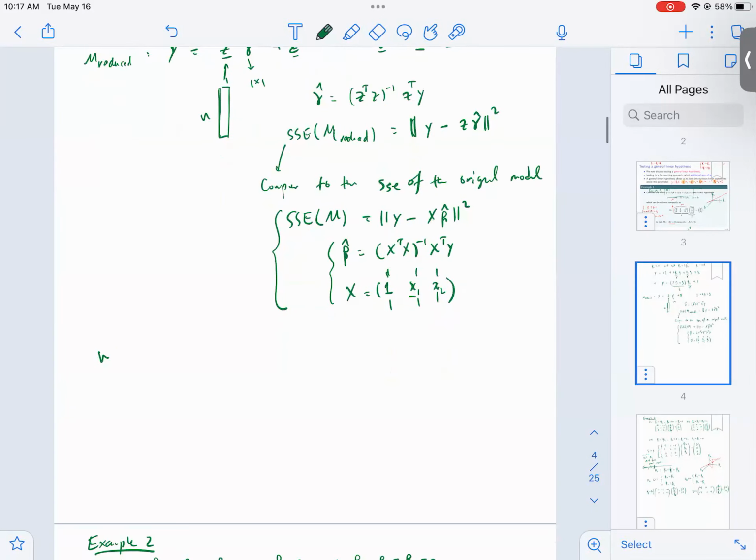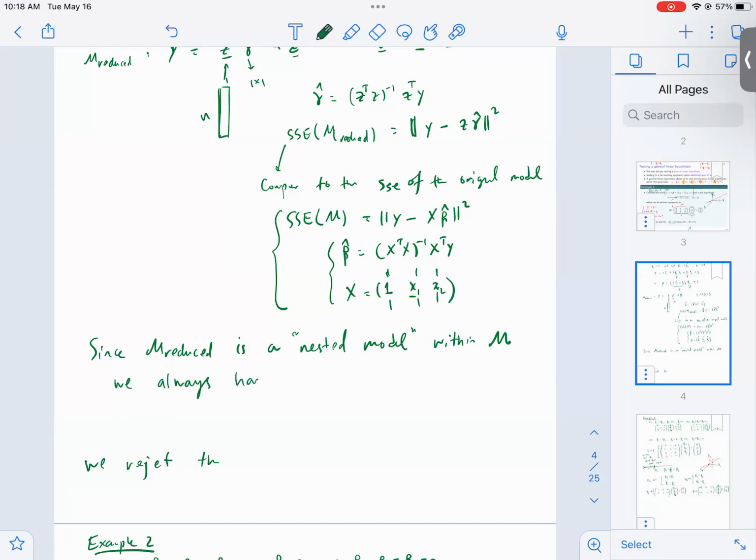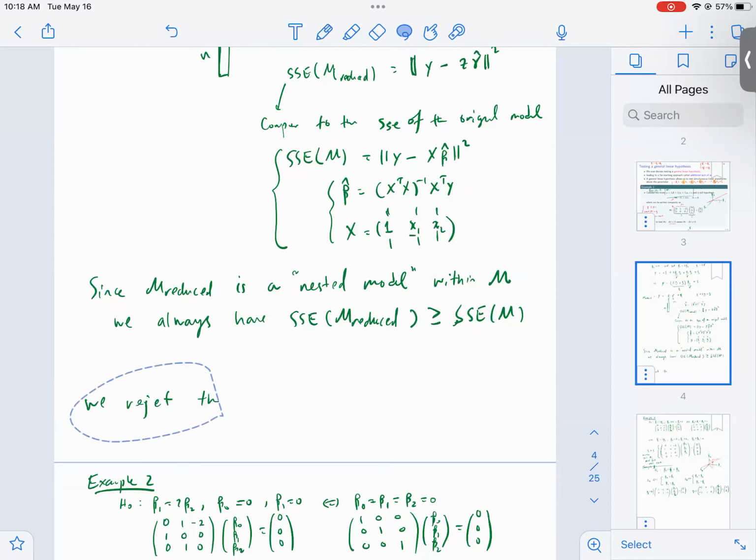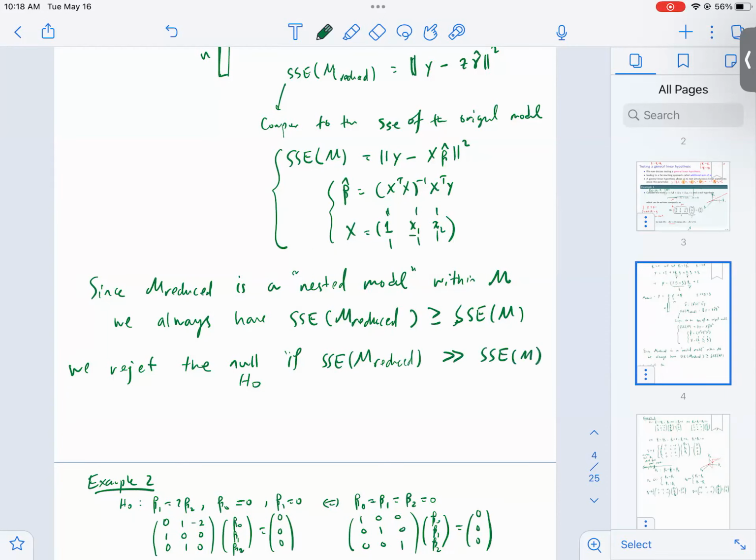Okay. So we reject the null. Since M reduced is a nested model within M, we always have SSE of M reduced bigger than or equal to SSE of M. So we reject the null if the SSE of the reduced model is much bigger than SSE of M. Okay, so this notation means much bigger.